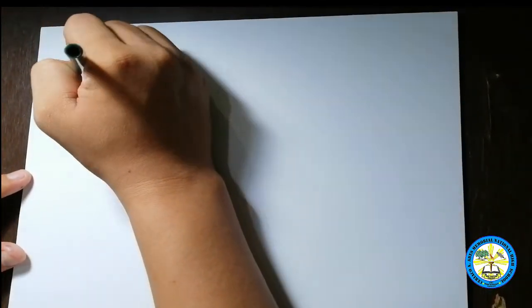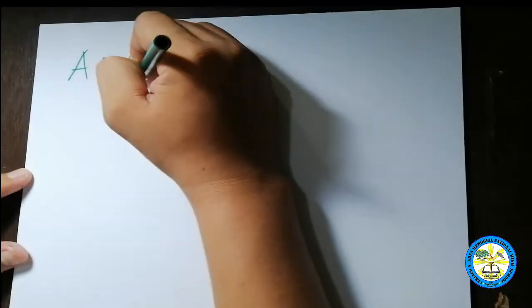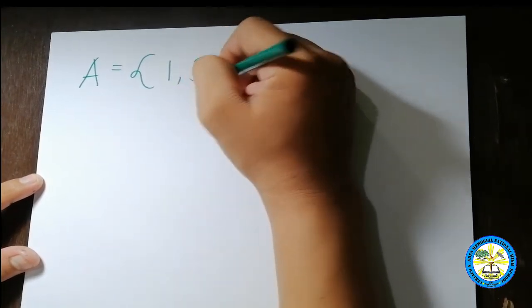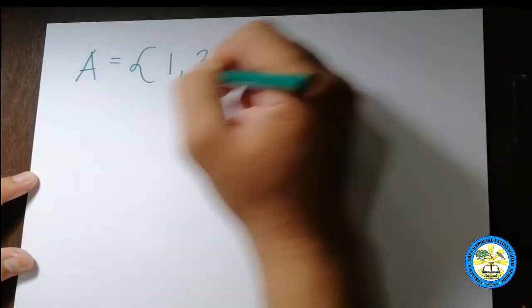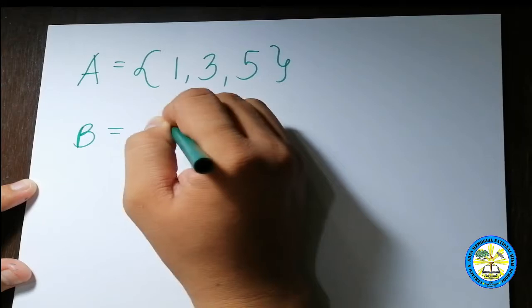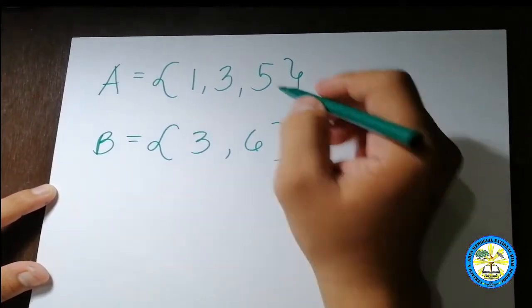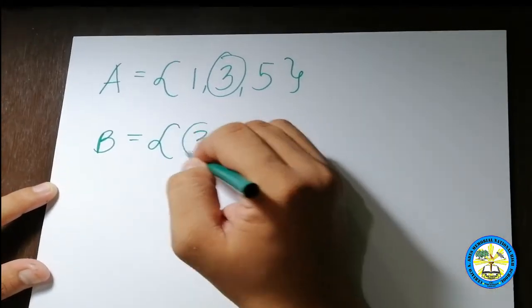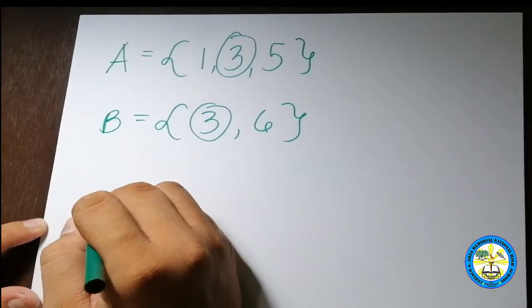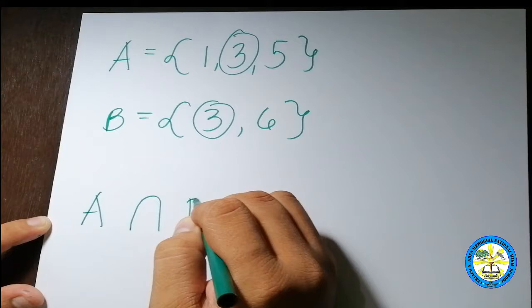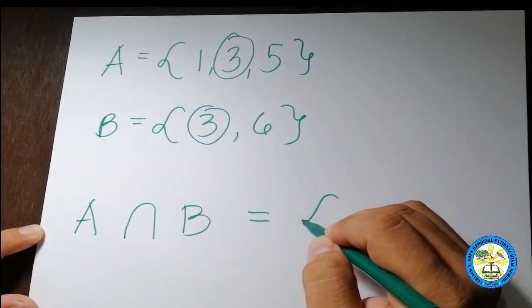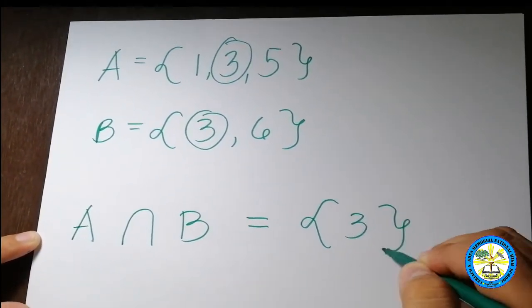In finding the intersection of event A and event B, again, we write all the possible outcomes for event A, 1, 3, and 5, and for event B, 3 and 6. Taking a look at the elements of events A and B, we can see that there is a common element, which is 3. Therefore, the intersection of A and B is 3.